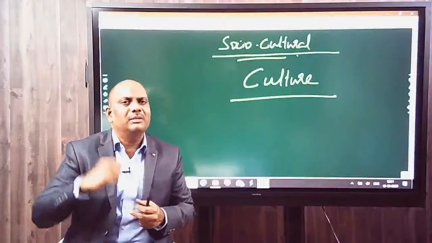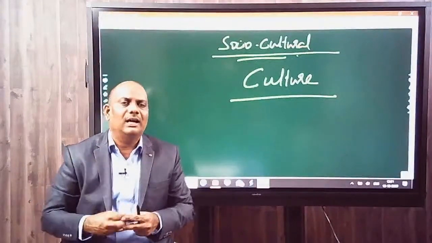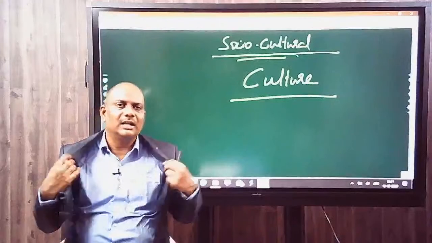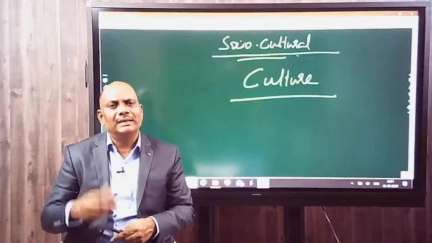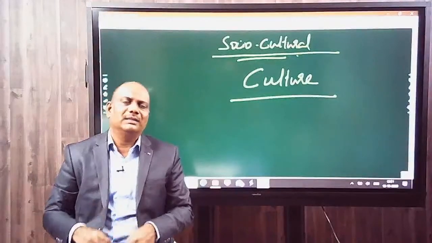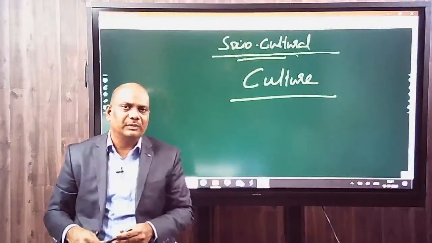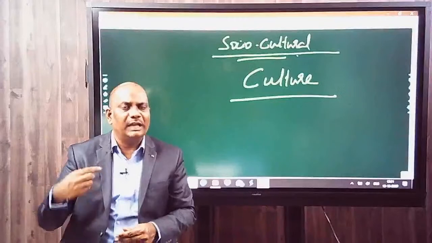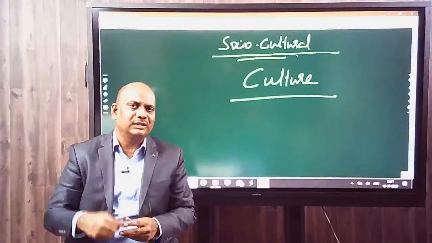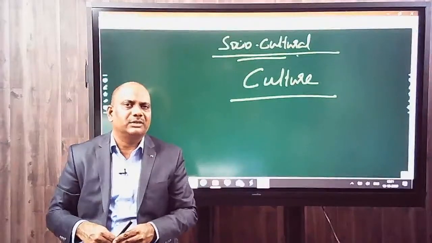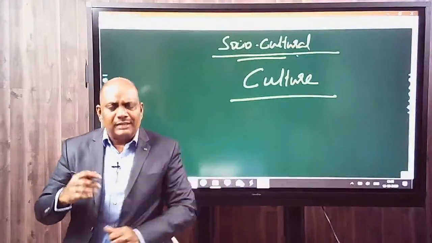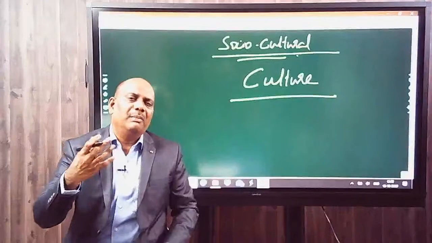For example, culture includes both tangible and non-tangible aspects, that is, material and non-material aspects. The dress which we wear, the food which we eat, these are material aspects. On the other hand, the language which we speak, the values which we have, the faith which we have, we cannot touch these. These are non-material or non-tangible aspects of culture. So, as I told you, culture is learned. One cannot make his own culture.